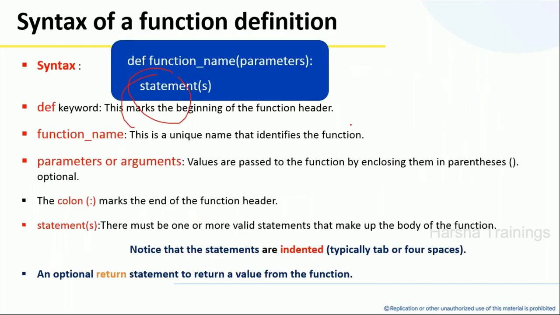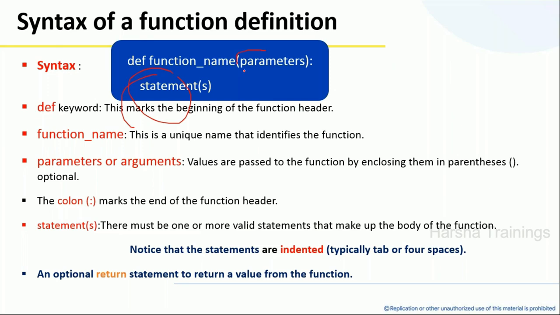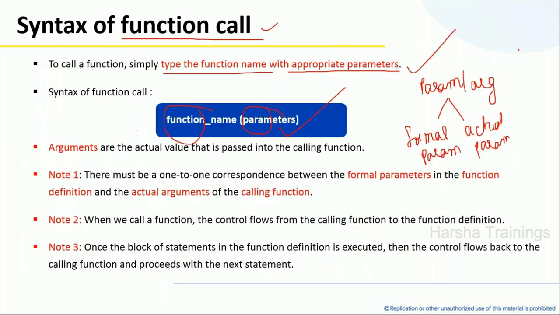Now, for example, in the function definition, whatever parameters I have given are called formal parameters. Formal parameters are always declared in the function definition. Now here in the function call, I have some parameters. These parameters are called actual parameters. Actual parameters have to be declared in the function call. Formal parameters are declared in the function definition. Clear?